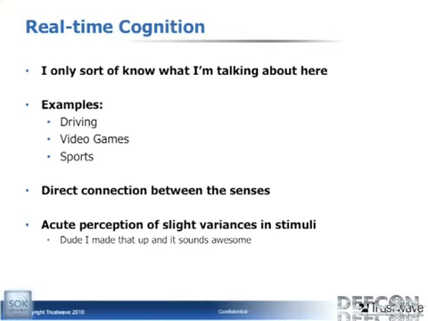So it's a direct connection between the senses. You're able to react to something, to see it. It's out of the corner of your eye, but you're able to do something about it. It's the same with video games, sniper, and whatever. You can get really good at that, but you're not thinking about it. You're just doing it. It's acute perception of sight variances and stimuli, which sounds awesome.